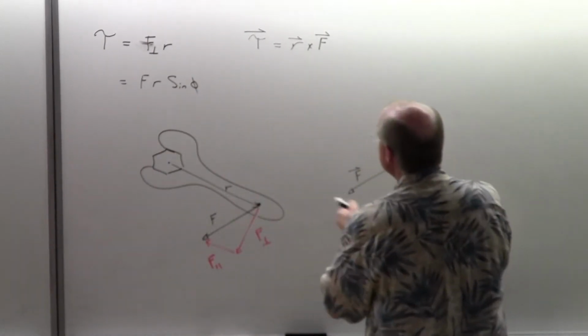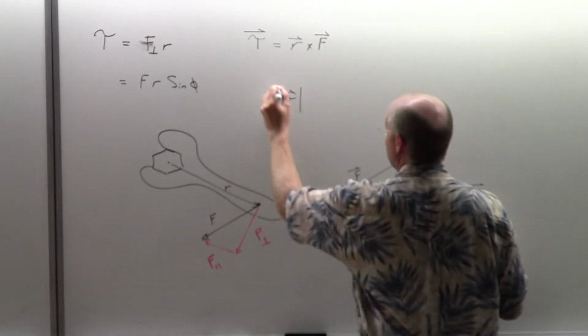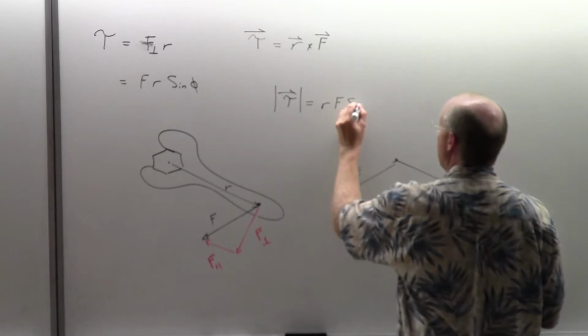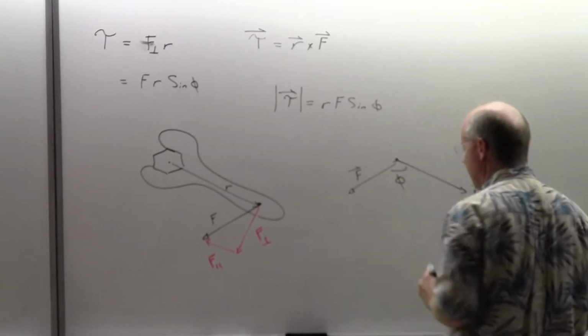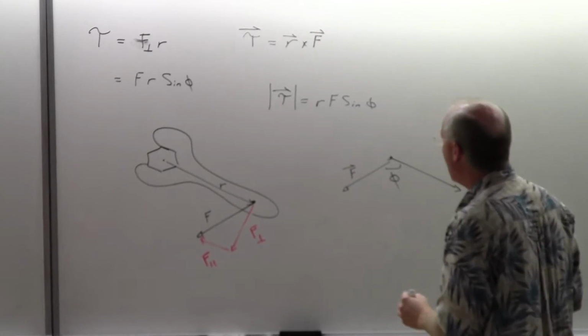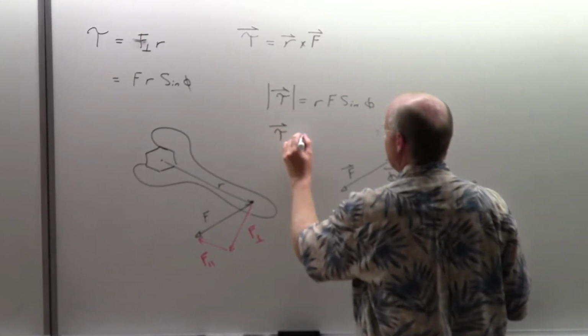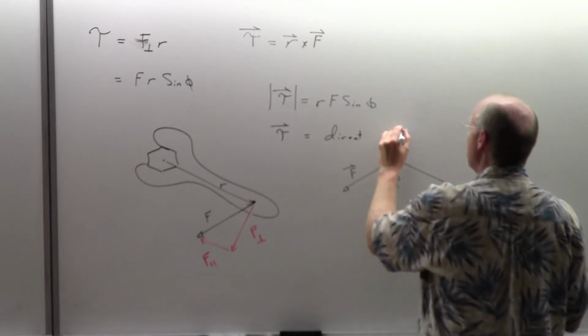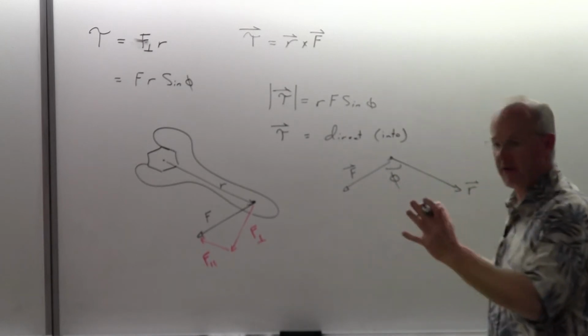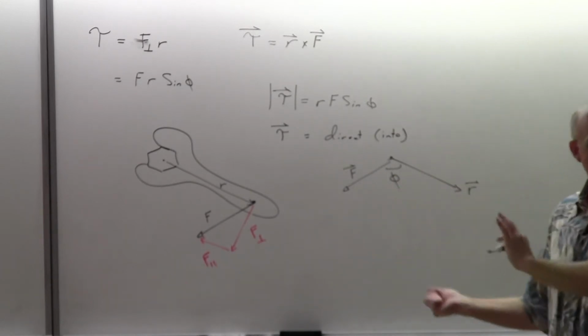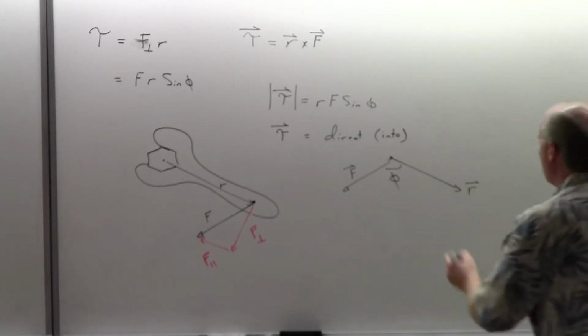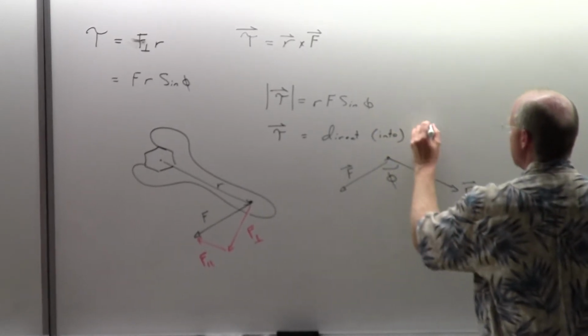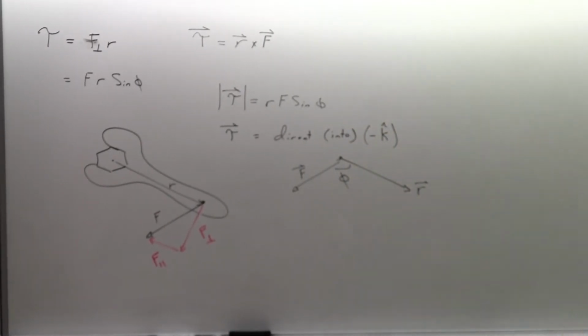So looking at this, I would say the magnitude of the torque is R F sine of the angle between them. And so if I call the angle between them phi, fine, there's my torque. But what direction is it? Okay, good. So this is into the board, right? Now if we call this the z-axis, traditionally we call out of the board plus z, so I would call this then a minus k hat. That would be the direction into the board, a negative z direction.